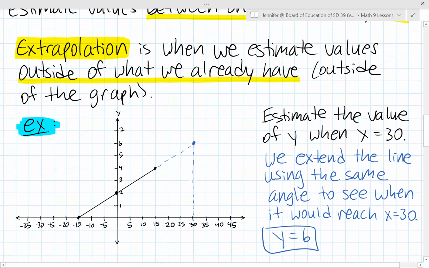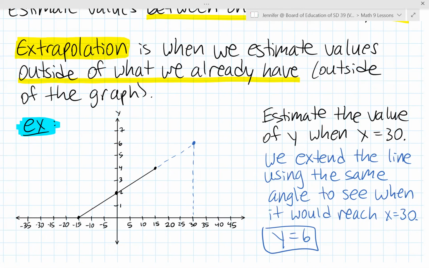But both of them are estimating values. So here's an example of extrapolation. In black here, we have our linear relation, but it doesn't continue past what we've already drawn. You can see three distinct points have been identified, and the line kind of stops right here. And we want to estimate the value of y when x equals 30, which would be all the way out here. So it's not existing on the graph already, so we would not be interpolating. We're extrapolating this pattern out, continuing the pattern further past what we already have to estimate what that value might be.